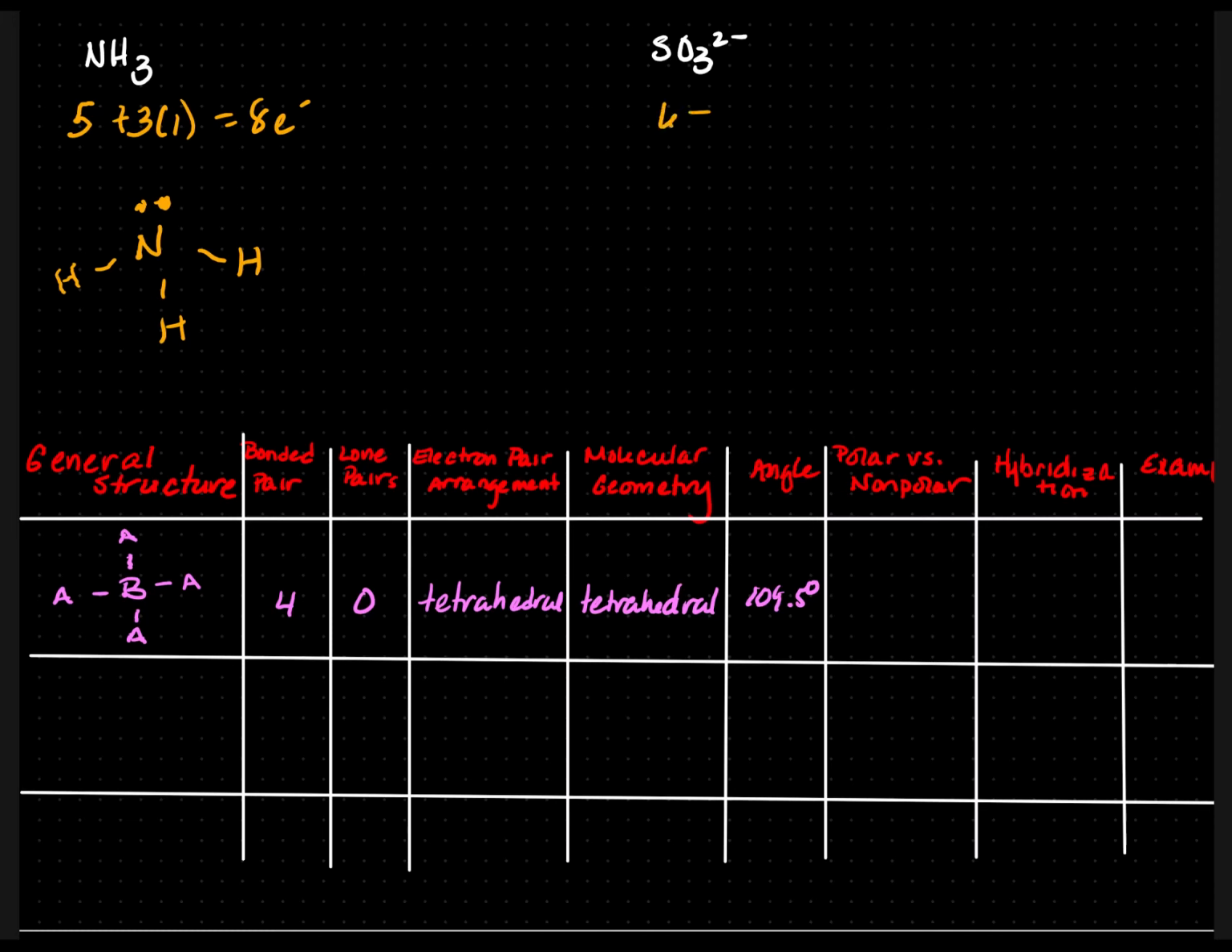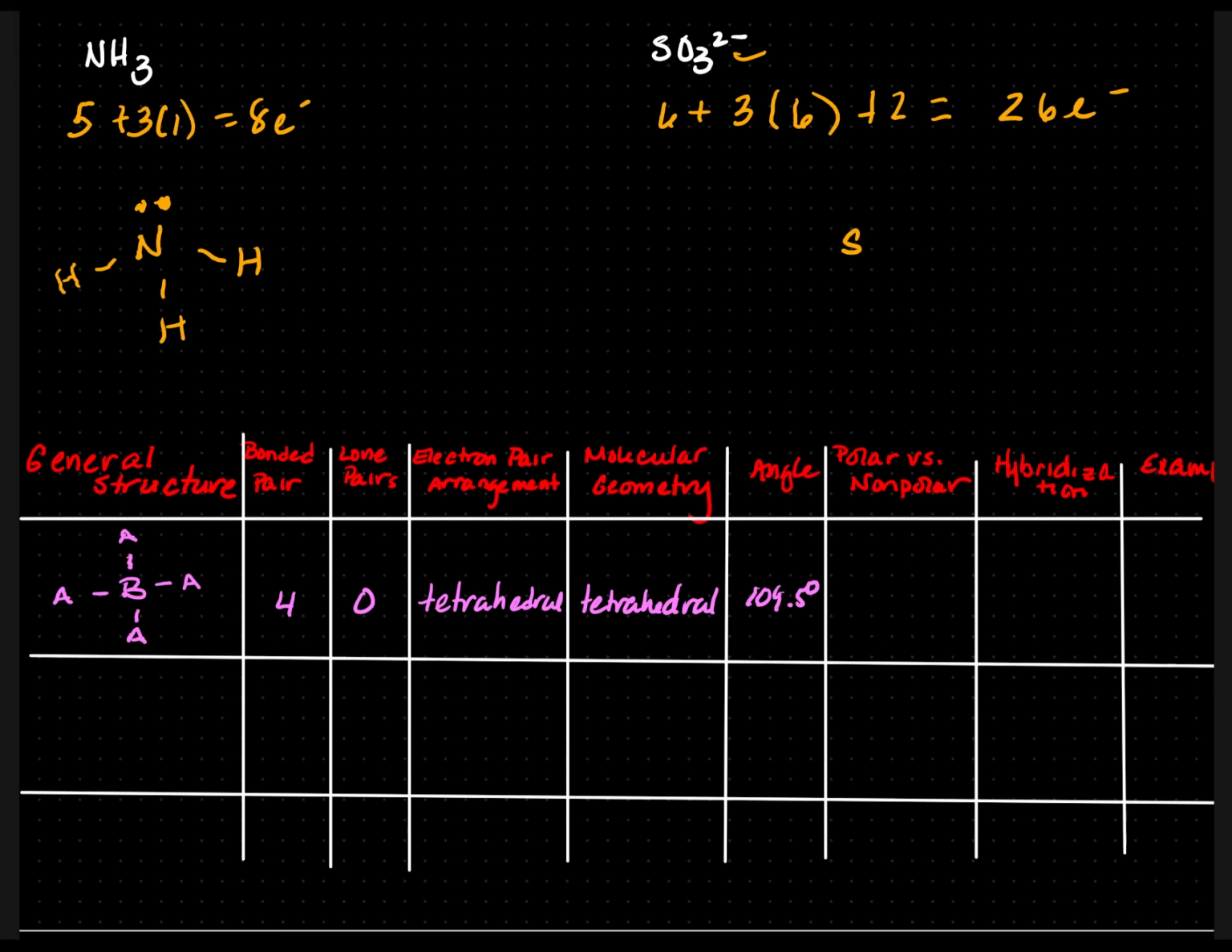The sulfite ion: we have 6 valence electrons from the sulfur, 3 times 6 from the oxygen. Since it's a negative, I need to add the 2 extra electrons. And if I add this, this is 26 electrons. Central atom has to be sulfur, the least electronegative.